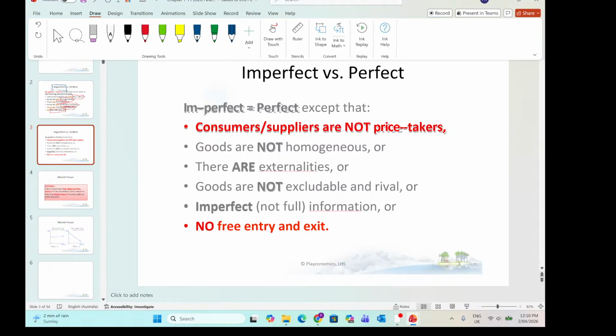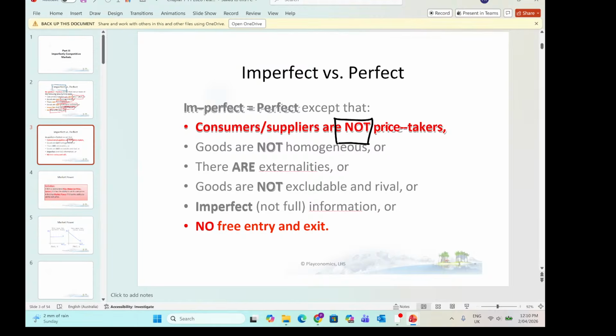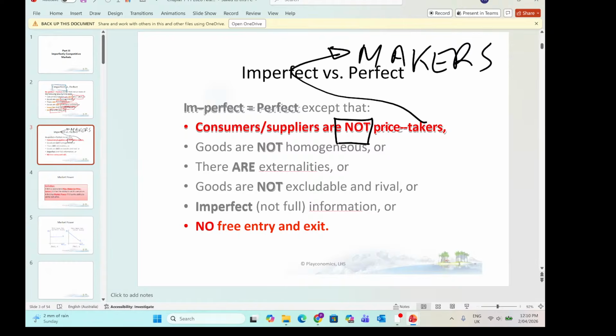So what no longer holds now? What no longer holds is that firms are not price takers anymore. Firms are price makers. In perfect competition, you can't choose the price, but in imperfect competition, you can choose the price. And the other thing that doesn't hold anymore is this idea of free entry and exit.